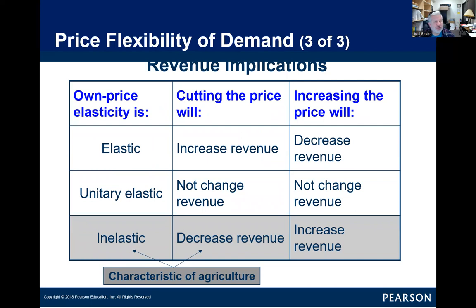So with price flexibility, when the own price elasticity is elastic, then cutting the price will increase the revenue, and increasing price will decrease it. We've seen this before. Once again, with the characteristics of agriculture, we tend to have inelastic price elasticity, so we know we're going to see a decrease in revenue if price goes down. And that's where we're calculating that if supply increases by 2%, then we get that 8% fall in prices.